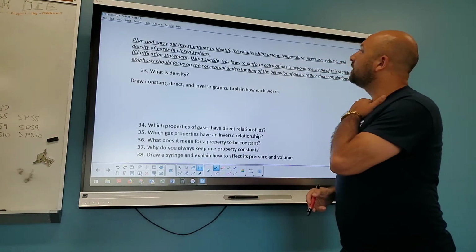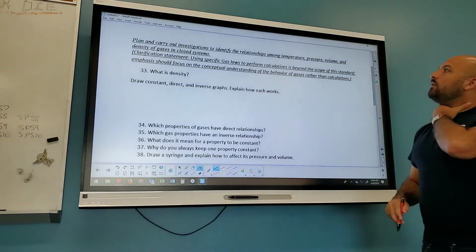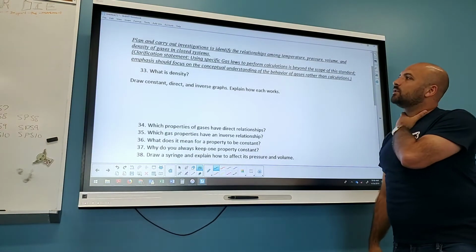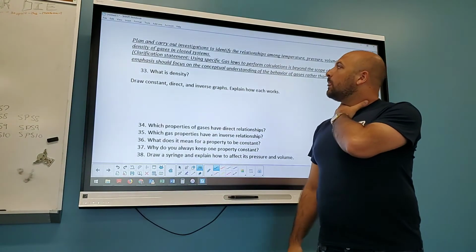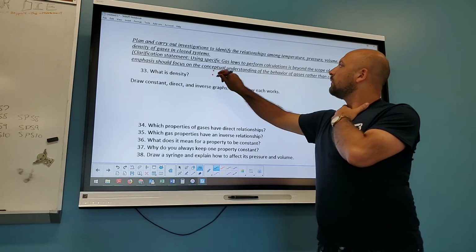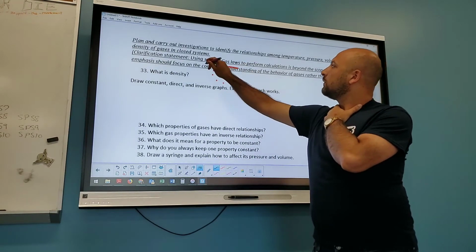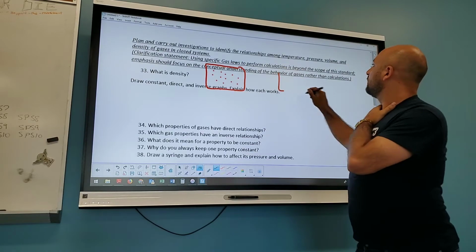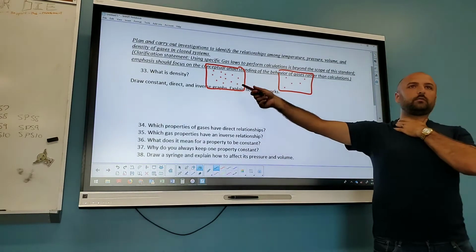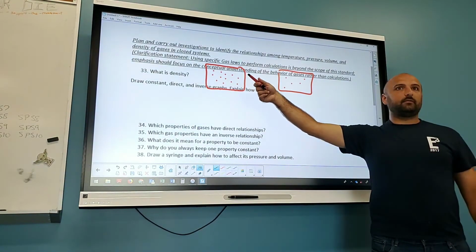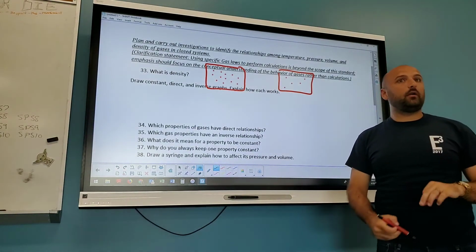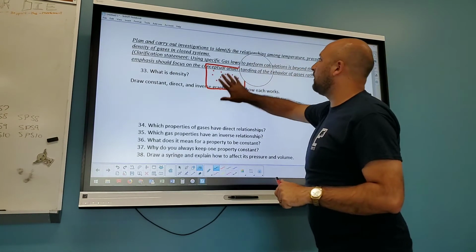Okay, now looking at this. Plan and carry out investigations to identify relationships among temperature, pressure, volume, and density of gases in a closed system. What is density? Density is how closely packed the particles are. So look at this first one. Is this more or less dense? More dense in this one, right? More particles in that same area. So density is how tightly packed the particles are.